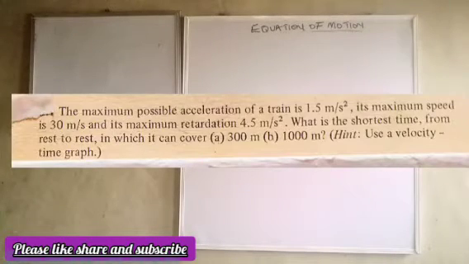The maximum possible acceleration of a train is 1.5 meters per second squared. Its maximum speed is 30 meters per second, and its maximum retardation is 4.5 meters per second squared. What is the shortest time from rest to rest in which it can cover (a) 300 meters, (b) 1000 meters? Hint: use a velocity time graph.